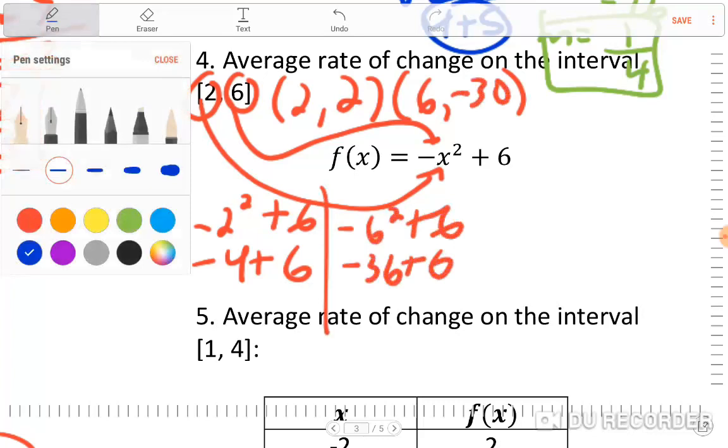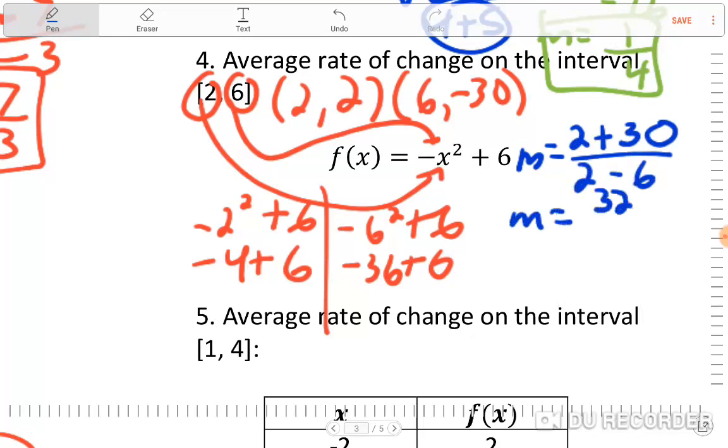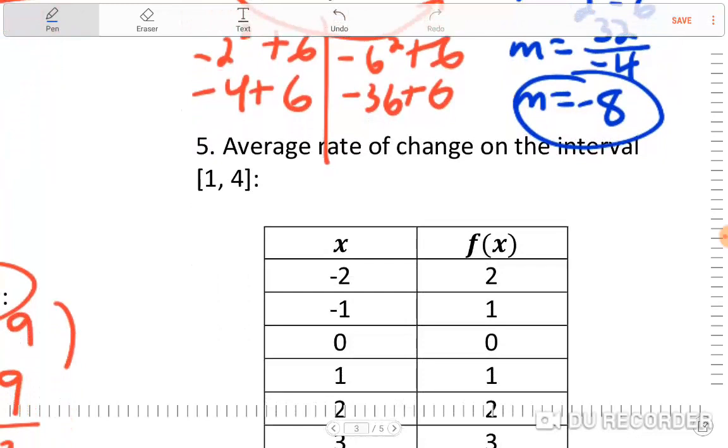Now let's do slope formula. One of the things that's a little trick, when the second coordinate that you're going to put into slope formula is a negative, you can just change it to plus. So 2 plus 30, 2 minus 6. So we have 32 over negative 4, which gives me negative 8. My average rate of change here is negative 8.